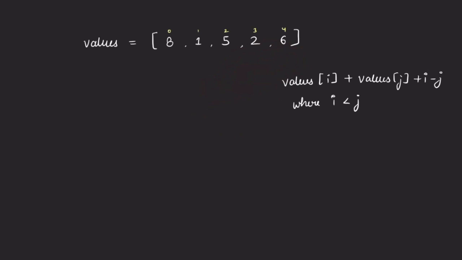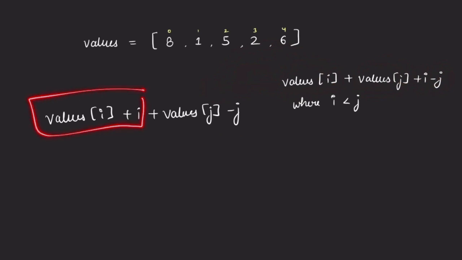See, this is our equation: values of i plus values of j plus i minus j. Although there are four things over here, if I look closely, there are only two things, one is i and one is j. At one place we are using their value and at the other place we are using the index. So let me rewrite this equation as values of i plus i, plus values of j minus j. Now I have combined all i's together and all j's together.